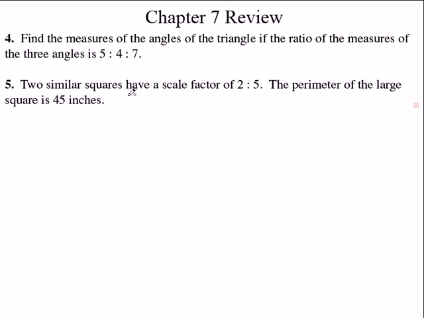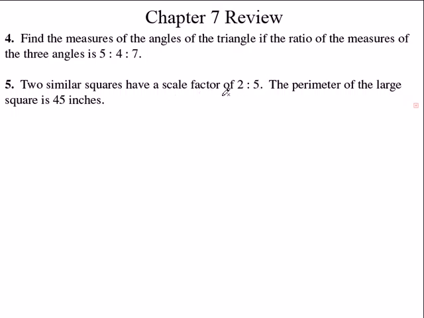Okay, number 5, two similar squares have a scale factor of 2 to 5. All right, so we have a small square and we have a large square. The small one would be the 2, and this would be the 5. Now, it doesn't mean it's actually like 2 square inches or anything like that.